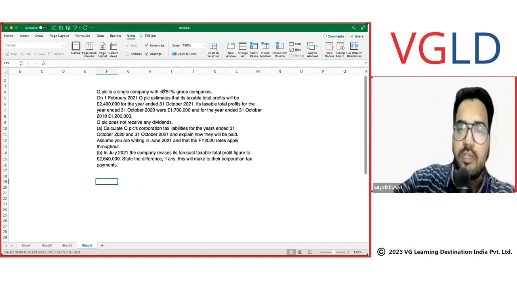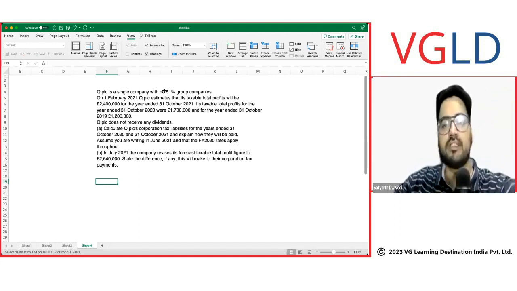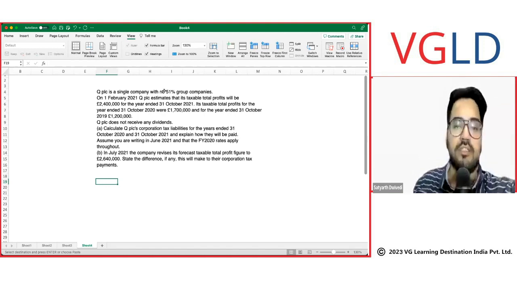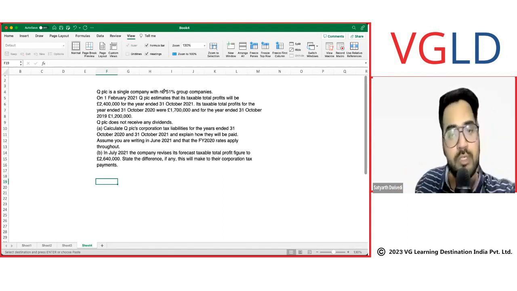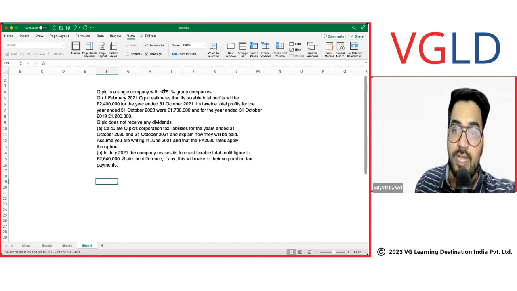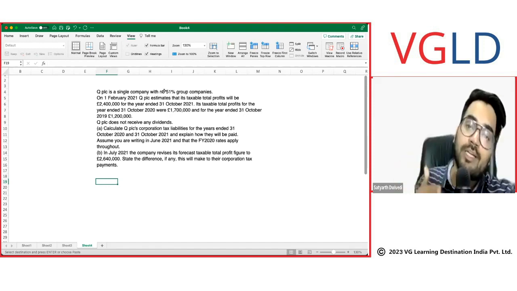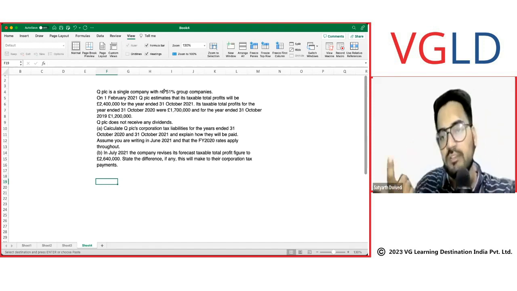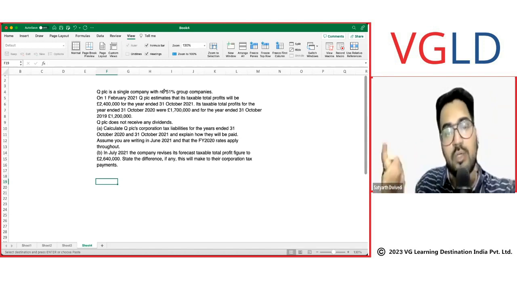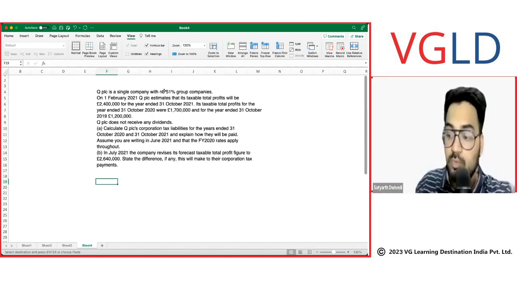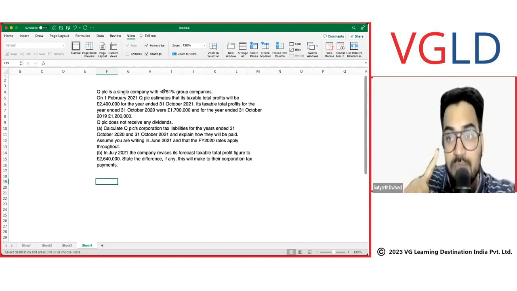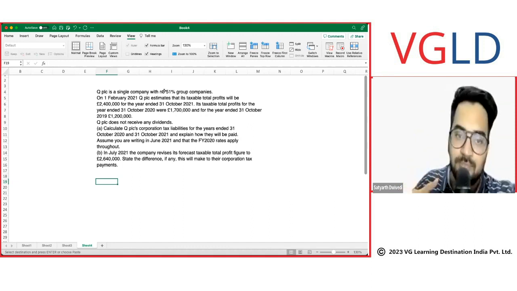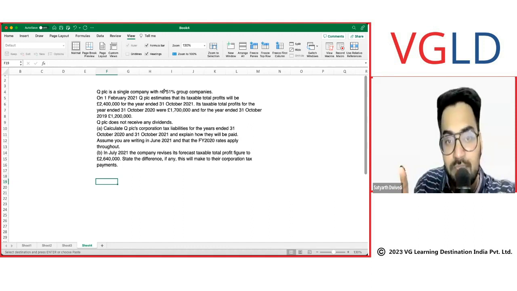On 1st of February 2021, QPLC estimates that its taxable total profits will be 2.4 million for the year 31st October 2021. Very good. Taxable profits for the year 31st October 2020, previous year, were 1.7 million. Okay, very good. And 2019 was 1.2 million. So in 2019, in the previous AP, it's not a large company. It becomes a large company in 2020.